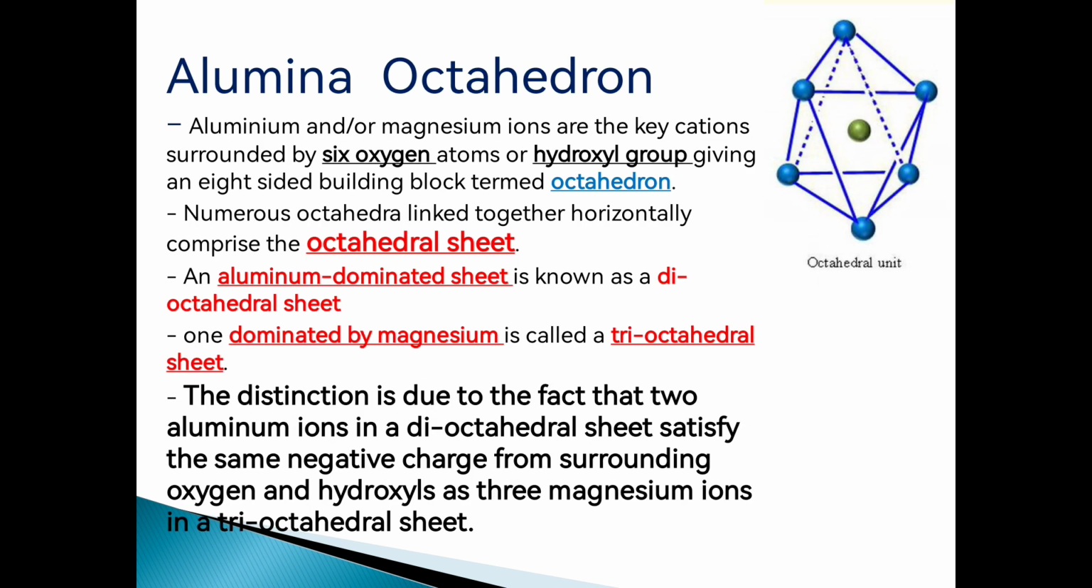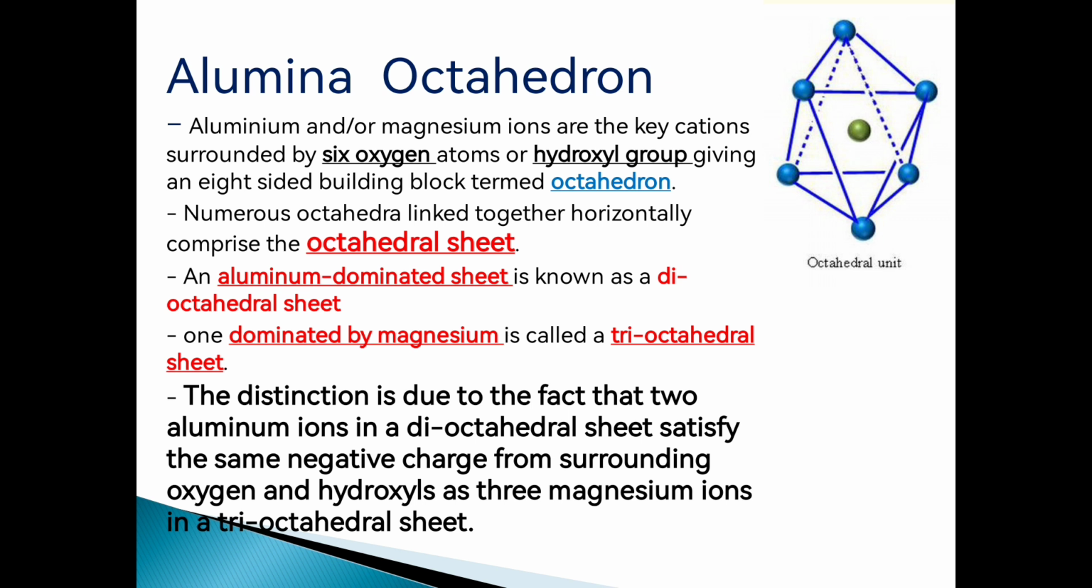When we look at that alumina octahedron, this is an aluminum or magnesium ions are the key cations surrounded by 6 oxygen. So yung nasa gitna niyan, it can be aluminum or magnesium, and they are surrounded by 6 oxygen or hydroxyl group, giving an 8-sided building block termed octahedron.